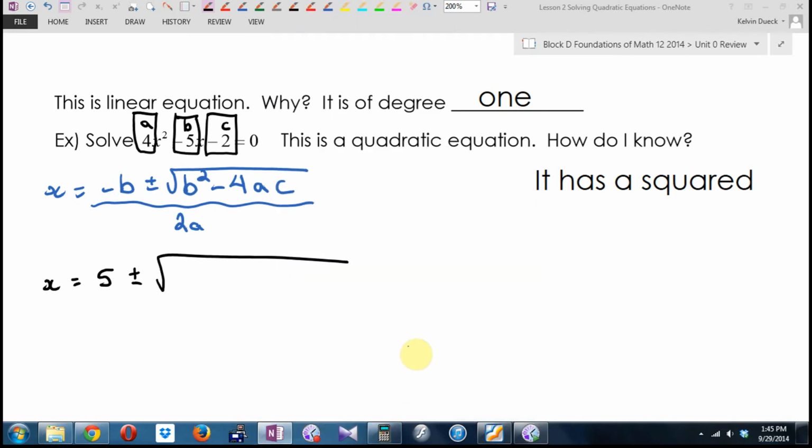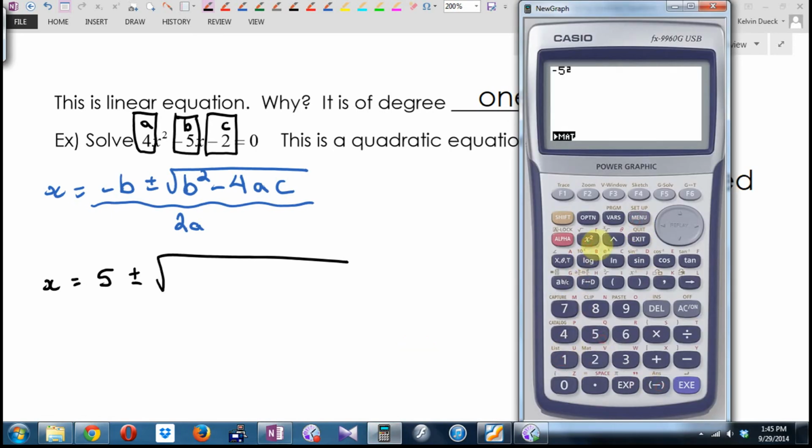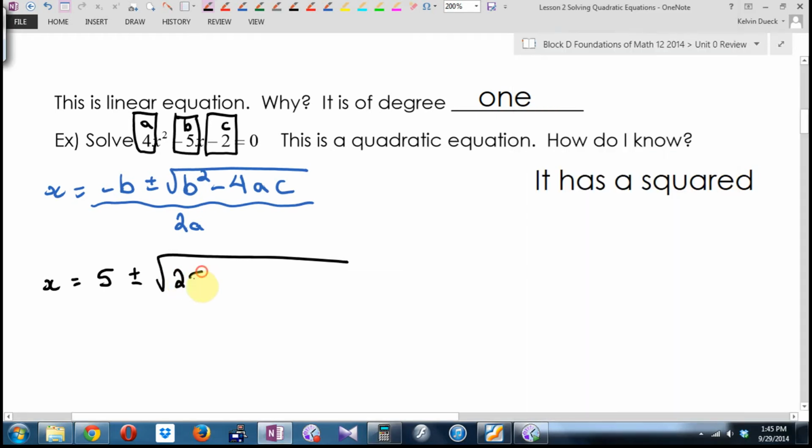You want to be cautious with negatives. If you go like this on your fancy schmancy graphing calculator, if you go -5 squared, it doesn't know that you want it to square the negative. So if you're doing the quadratic formula and there's a negative, you have to put it in brackets with the squared on the outside. Or, Mackenzie, you can do as I just did and square it in your head. So I'm going to do that part, and I'm going to go 25 minus 4 times 4 times -2 all over.